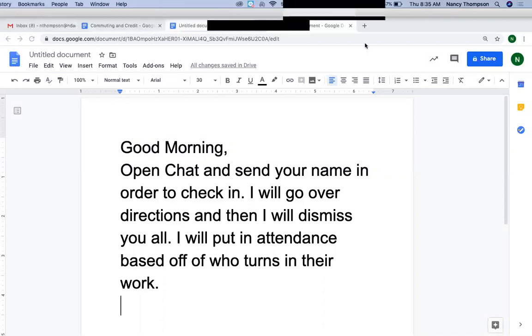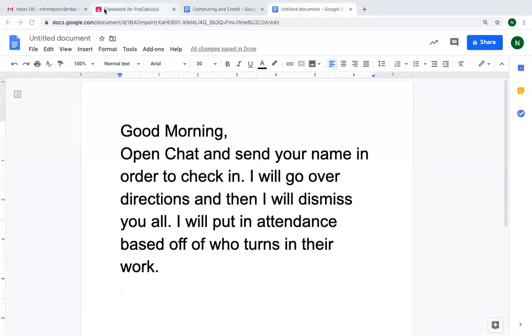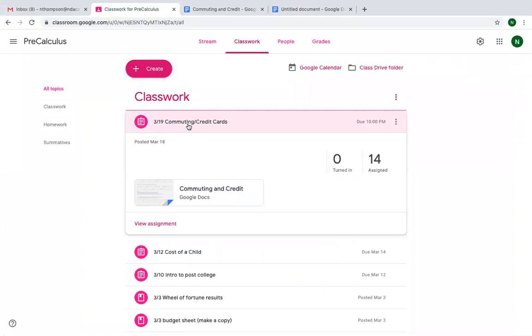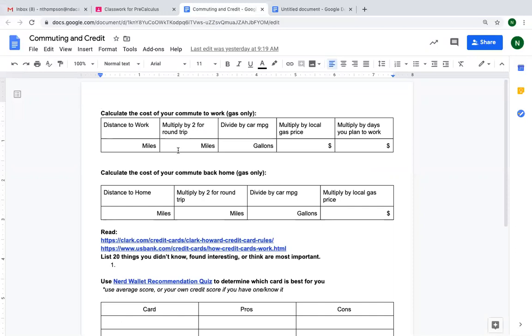So just like normal, on Google Classroom, today's date, our assignment is commuting and credit cards. And so this is what it looks like. This first table might look familiar to you. So you're going to find a job near the house that you've picked out.